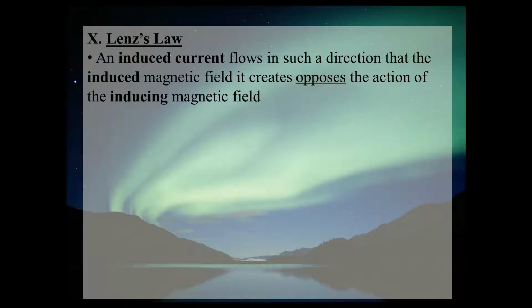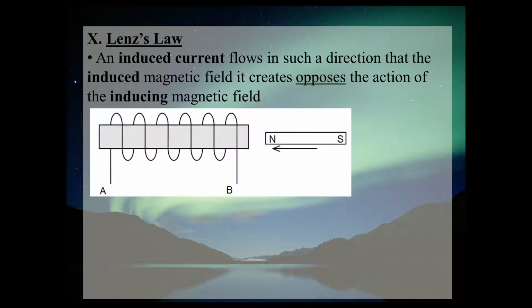The reason this statement is so confusing is because there are three different things that are actually occurring in the statement. There's a reference to something called an induced current. There's a reference to something called an induced magnetic field. And there's a reference to another thing called an inducing magnetic field. And to properly understand Lenz's law, we need to break this down into three different parts. And we're going to approach Lenz's law by looking at a very specific example that we're already quite familiar with.